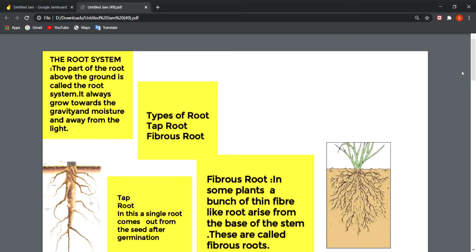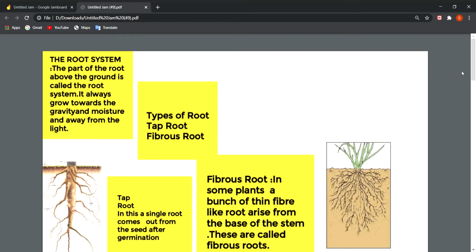In the last period, we have discussed the parts of a plant. There are mainly two parts of the plant, the root system and the shoot system. Today, we will study the root system in detail. As I have told you earlier, the part of the plant that grows under the ground is called the root system. The root system always grows towards gravity, opposite from the light.